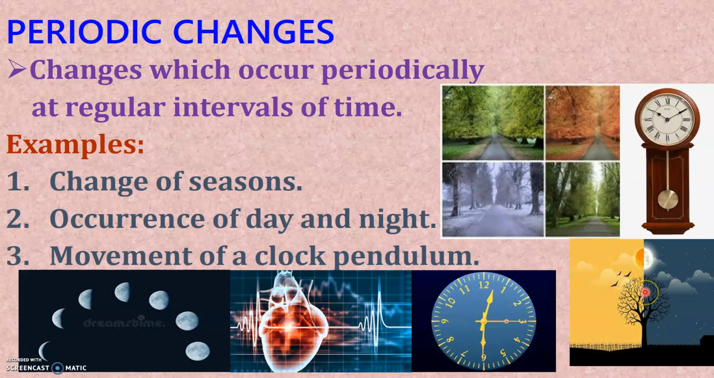Occurrence of day and night, change of seasons, movement of a pendulum in a clock, beating of a heart, clock striking at the hour, changing phases of the moon. These are all examples of periodic changes because they occur at regular intervals of time and also periodically.